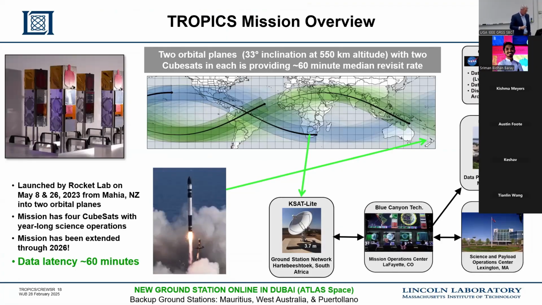Okay, so we are leveraging a lot of the new commercial space capabilities to pull off the TROPICS mission. So we launched on a Rocket Lab Electron launch vehicle, which is relatively new. We're using commercial ground stations, KSAT and Atlas, to get the data down from the satellites. Blue Canyon Technologies made our CubeSat bus and operates the CubeSats for us.